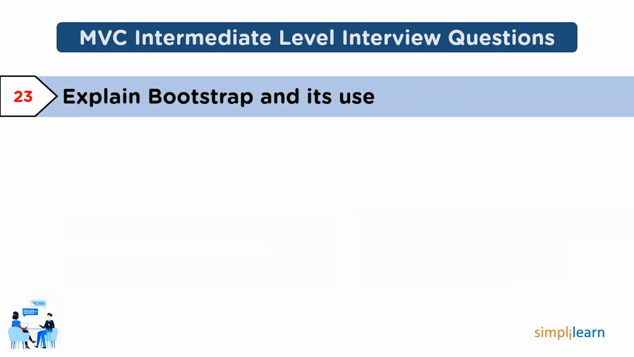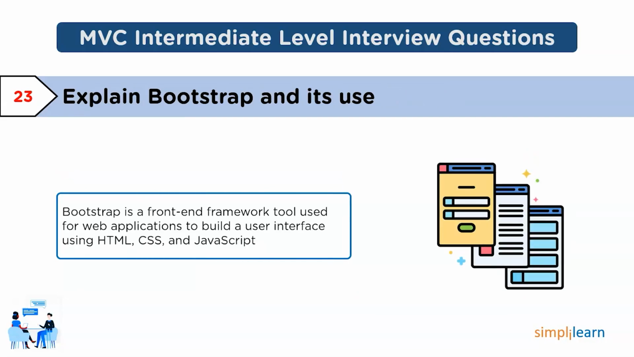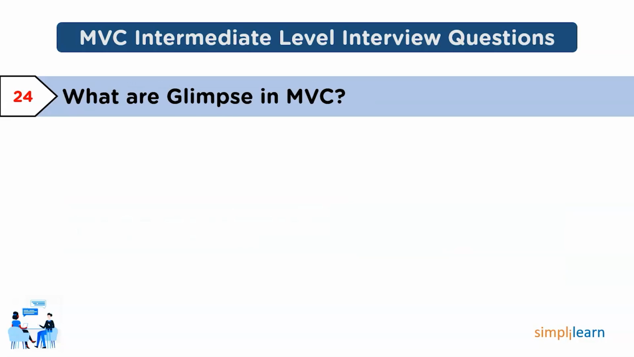Explain Bootstrap and its use. Bootstrap is a front-end framework tool used for web applications to build a user interface using HTML, CSS, and JavaScript. It was first developed by Twitter developers for personal use and became popular with designers and developers for its flexibility. Bootstrap provides all pieces of layouts, menus, fonts, widgets, and many other features. You can find Bootstrap files in the Solution Explorer as bootstrap.css and bootstrap.js.